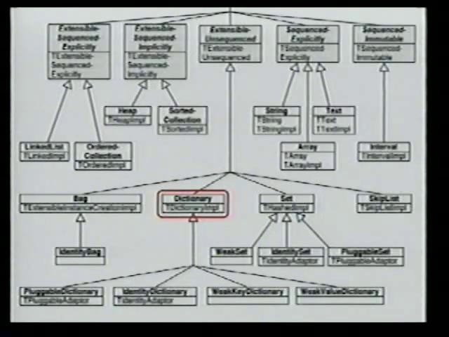For example, dictionary does now not inherit from set anymore. Instead, it inherits from extensible unsequenced, because it's an extensible unsequenced collection. And it then just adds the dictionary implementation trait and some glue methods, and that's how we end up with dictionary.